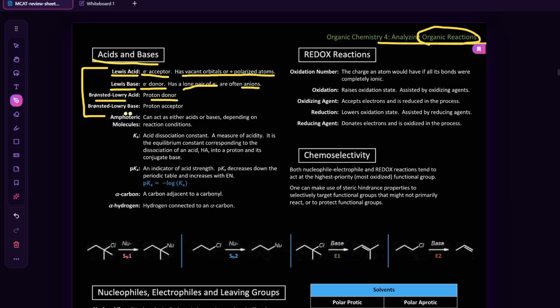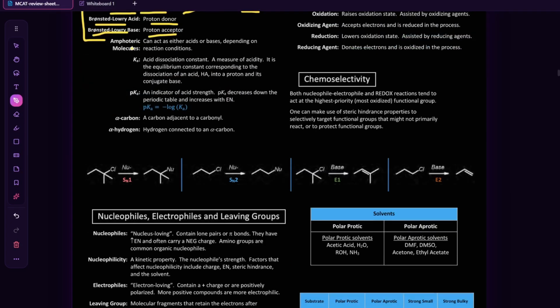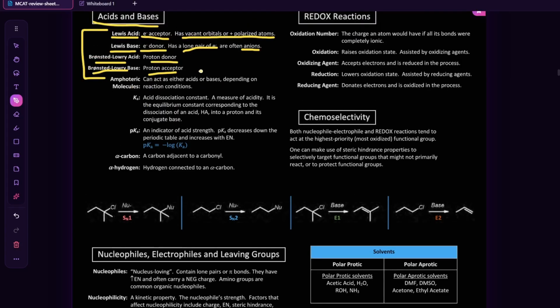A Bronsted-Lowry acid is a proton donor, whereas a Bronsted-Lowry base is a proton acceptor. Amphoteric molecules, such as water, H2O, can act as either acids or bases. That's why you get autoionization of water, and it depends on the reaction conditions.